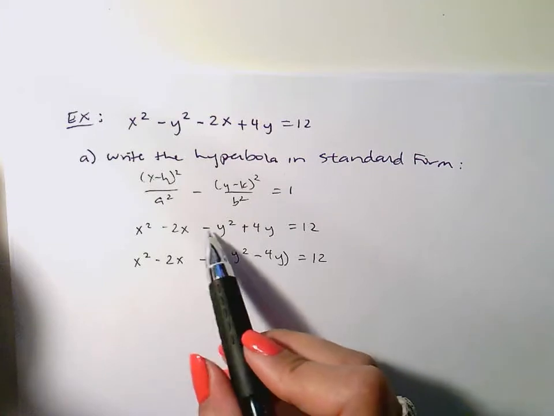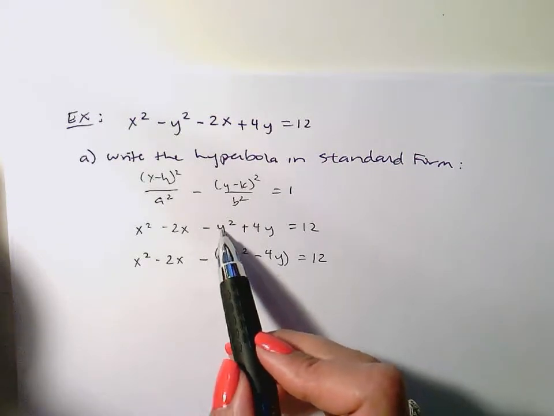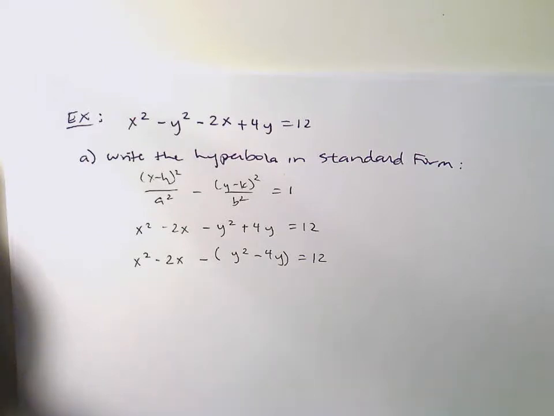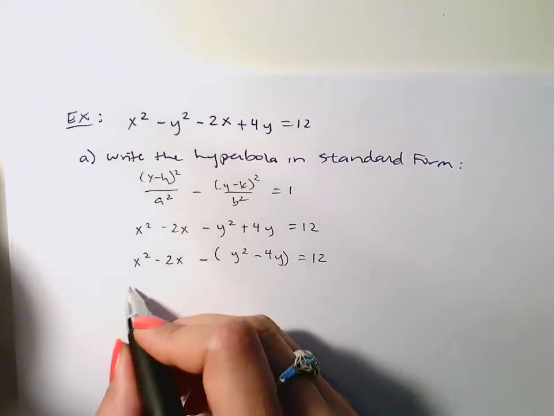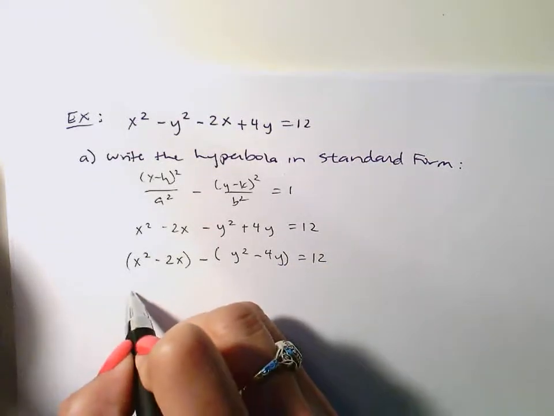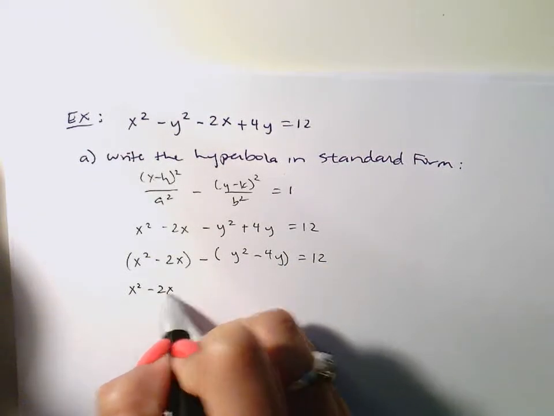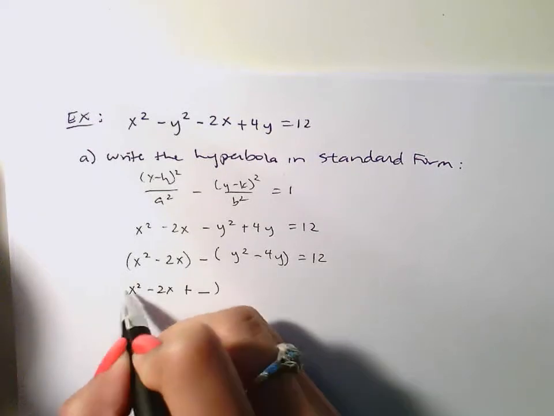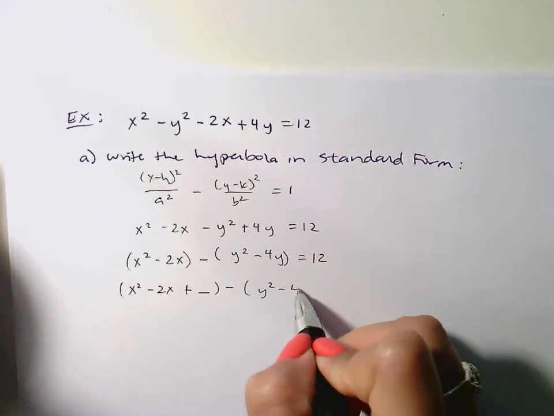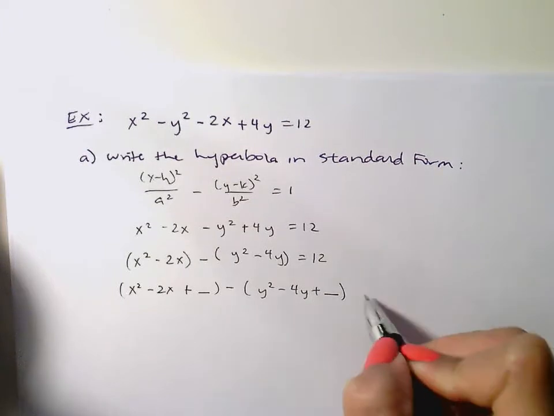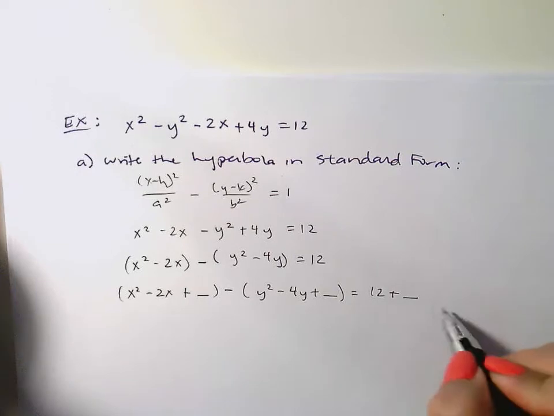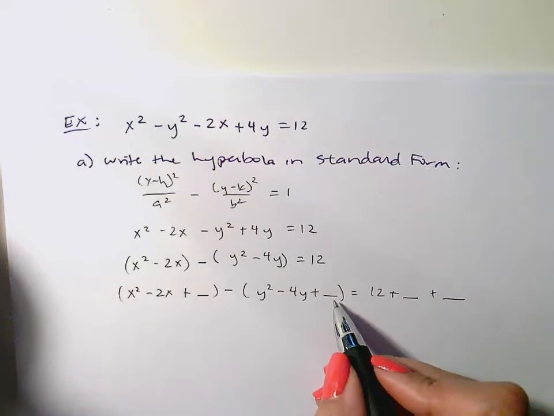So we take out this negative. It can only have a positive 1 in front of the y squared, positive 1 in front of the x squared. So then we're going to go ahead and complete the square for the x's. So let's go ahead and group this. We have x squared minus 2x plus something, and then we have minus y squared minus 4y plus something else is equal to 12 plus what comes from the x's plus what comes from the y's.